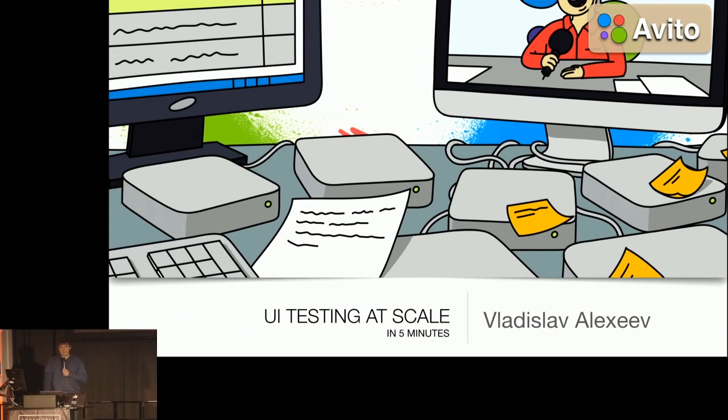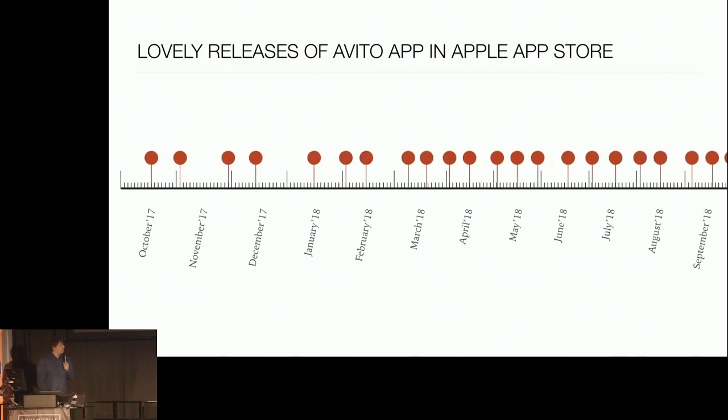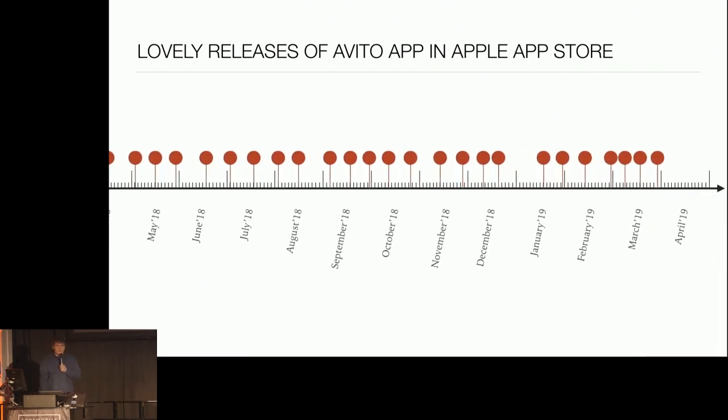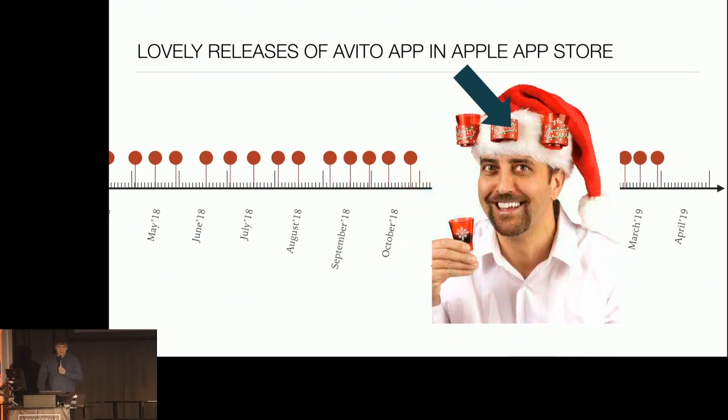So, first of all, we have a lot of app releases. This is the release schedule for the last 1.5 years. We have a lot of publishing to the App Store. We publish every 2 weeks, and you can see there is a gap right here. It was January, New Year time. In Russia, we don't work for 10 days during New Year. That's why we didn't release anything. We've been celebrating quite extensively.